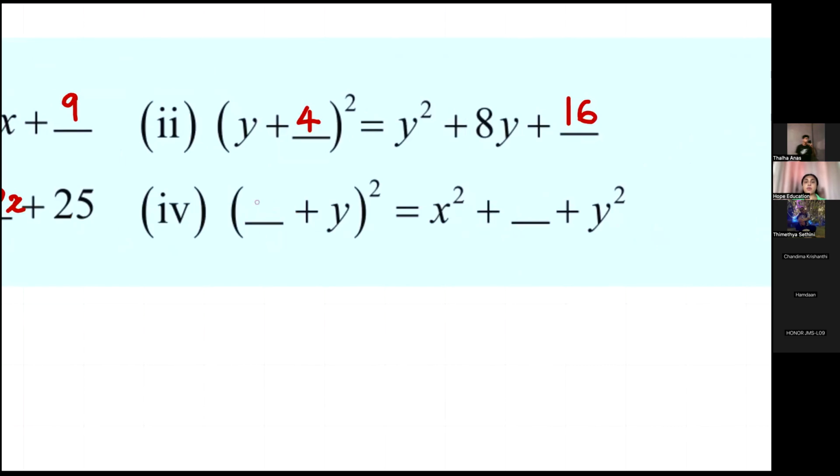Yes. And what comes here? Y. Y squared? No. 2xy. Why does the middle term come here? This multiplied by this multiplied by this. So x multiplied by y is xy. Xy multiplied by 2 is 2xy. That's how it comes. Is this clear to all of you?